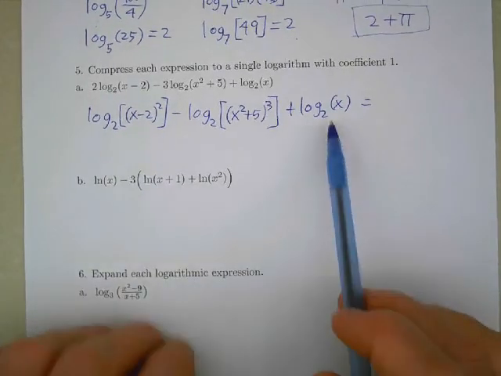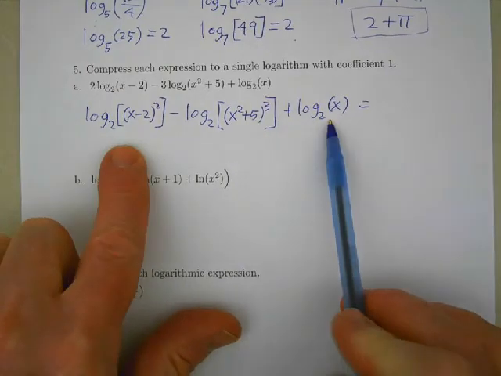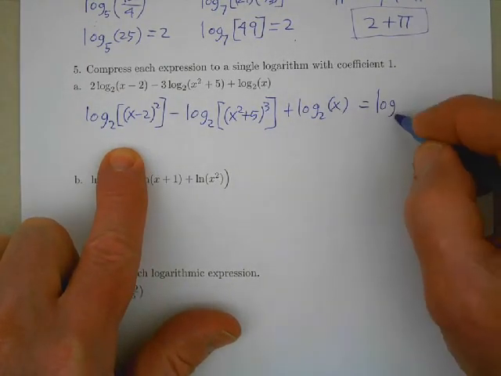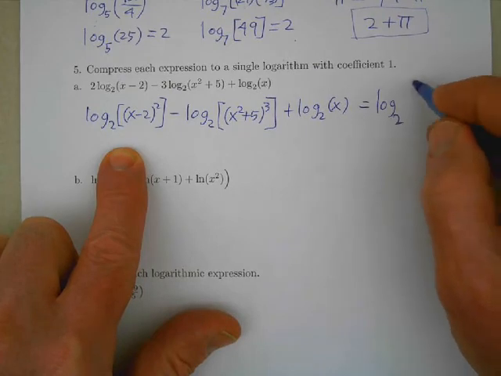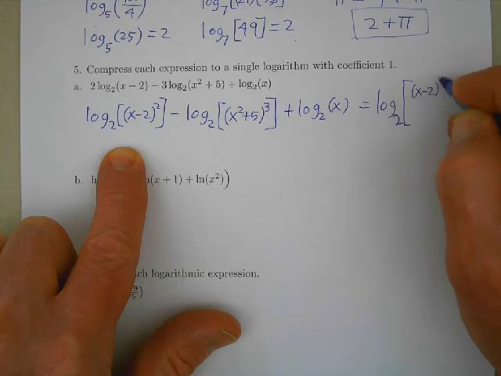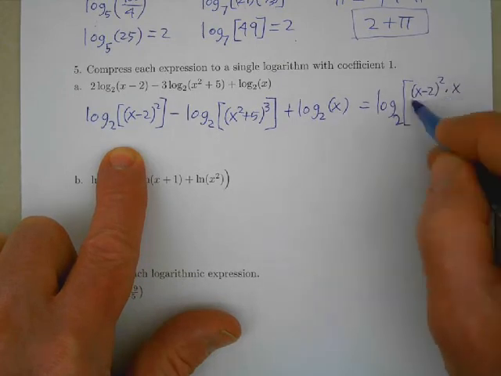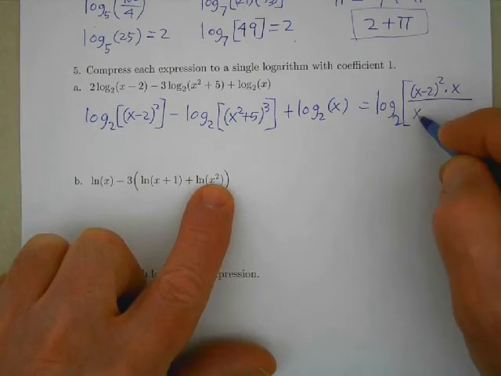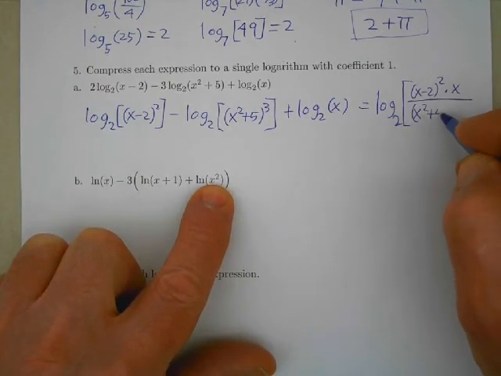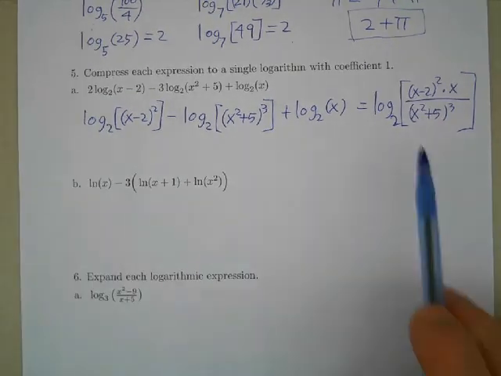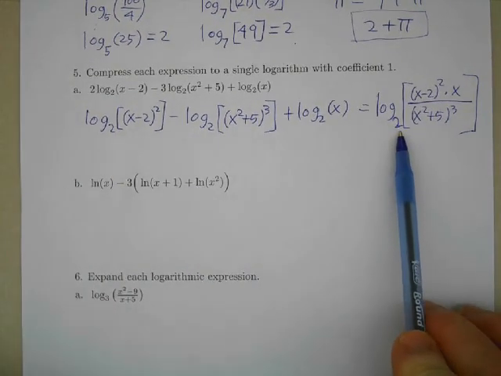But the one that we're adding, we can multiply this argument by the argument of the other positive one. So in the numerator, we have x minus 2 squared times x. And in the denominator, since we're subtracting this one, in the argument, it's x squared plus 5 to the third. So that is what the logarithm compressed to a single logarithm looks like.